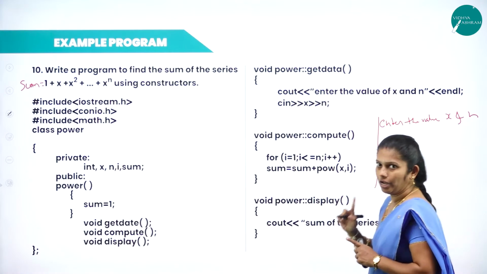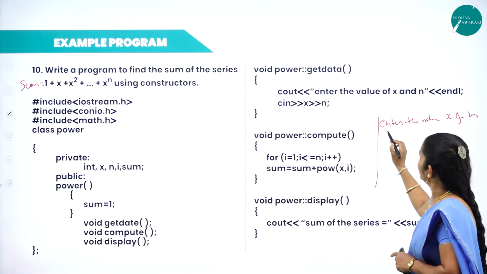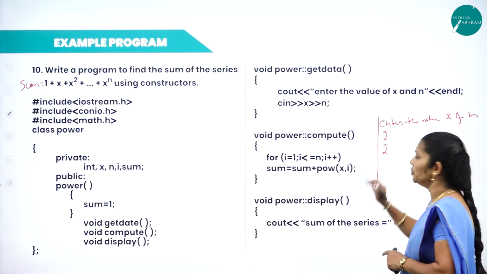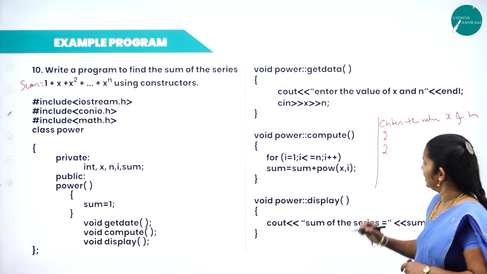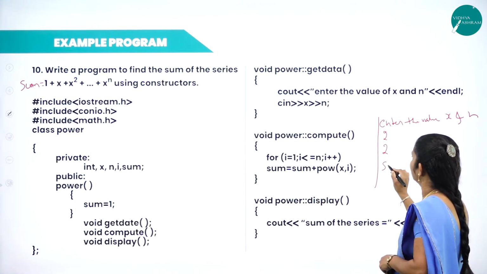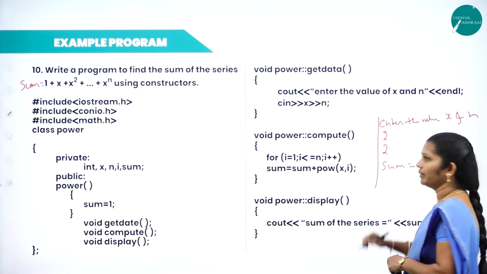For example, 2 values I want to enter. For x also I am going to give 2, for n also I am going to give 2. Then what will be the series? Here in the output screen, sum equals the result you have to get.